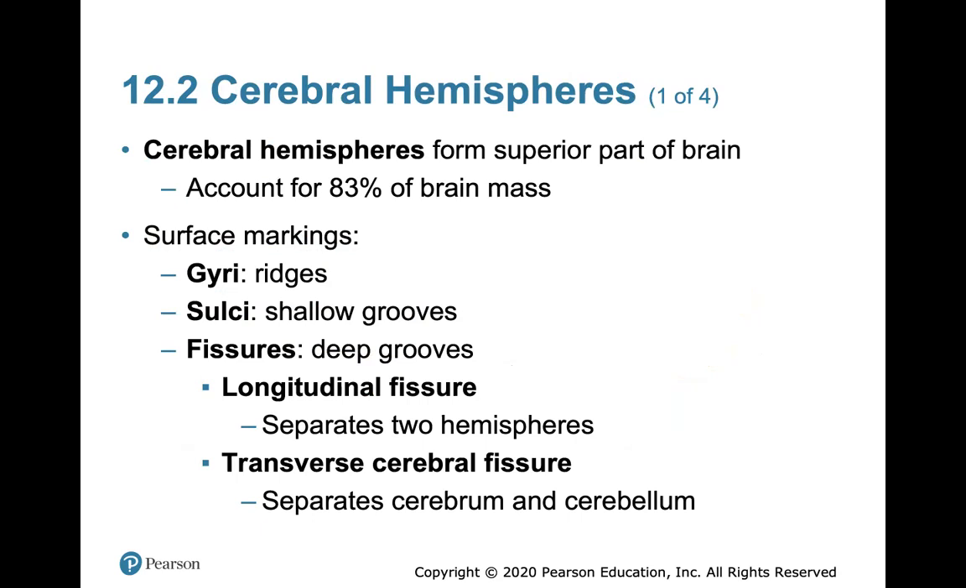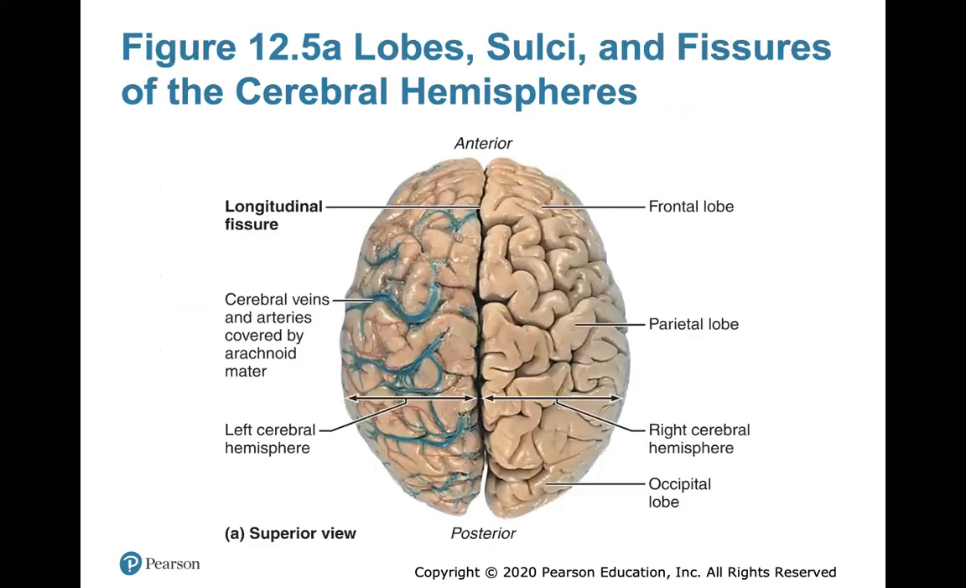The cerebral hemispheres then form the superior part of the brain. They account for 83% of the brain mass. So important anatomical markings are the gyri, the ridges or kind of brain folds. The sulci are shallow grooves within the gyri, and fissures are very deep grooves. The longitudinal fissure separates the 2 hemispheres of the brain, and the transverse cerebral fissure separates the cerebrum from the cerebellum, which is in the back posterior part of the skull.